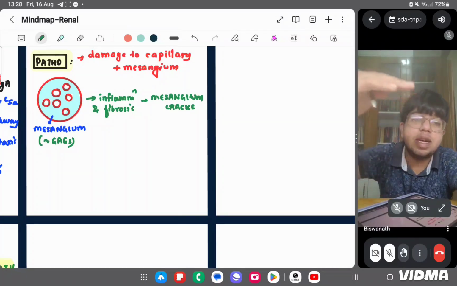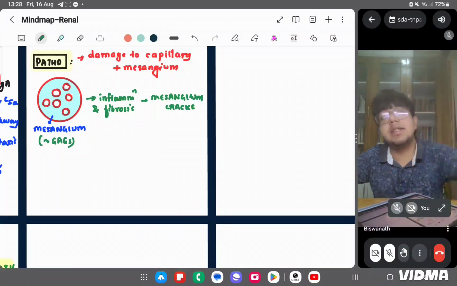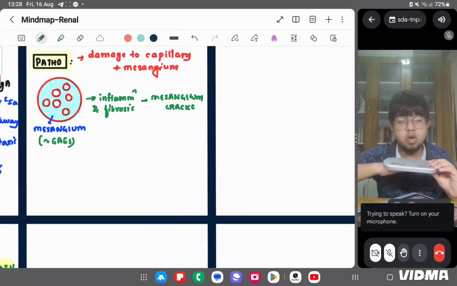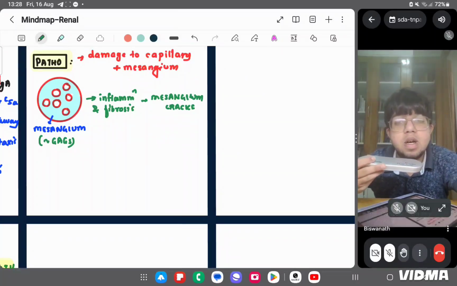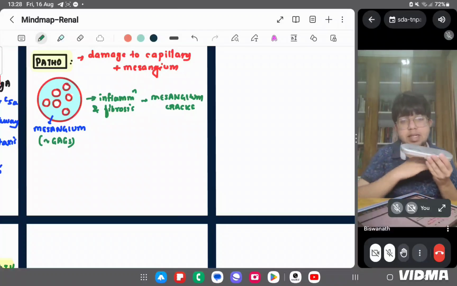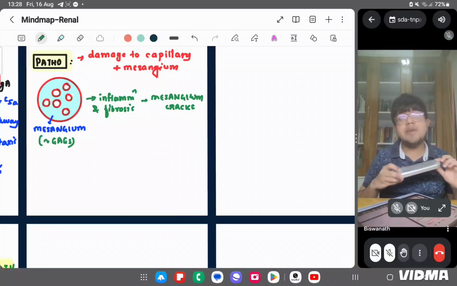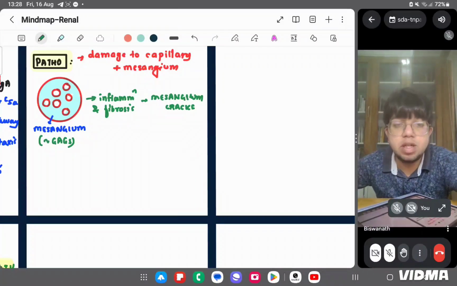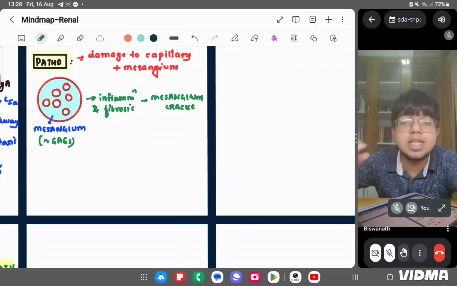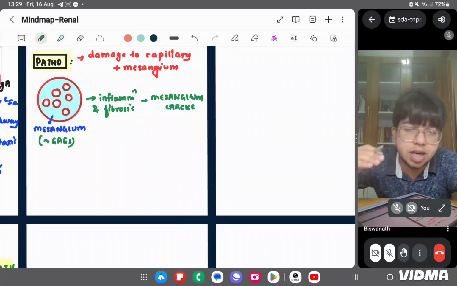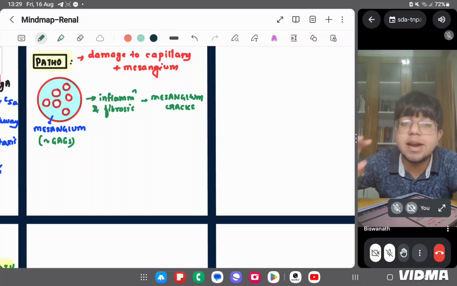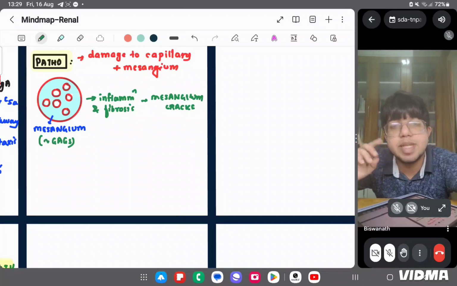Let's say this is the glomerular basement membrane, this is the mesangial side, and this is the luminal side. The GBM will be damaged, and there is podocyte damage as well, and endothelial damage. A new layer of glomerular basement membrane, of collagen, will be deposited over the cracks, which is called the tram track appearance, a train-like track appearance, or the splitting of the basement membrane.